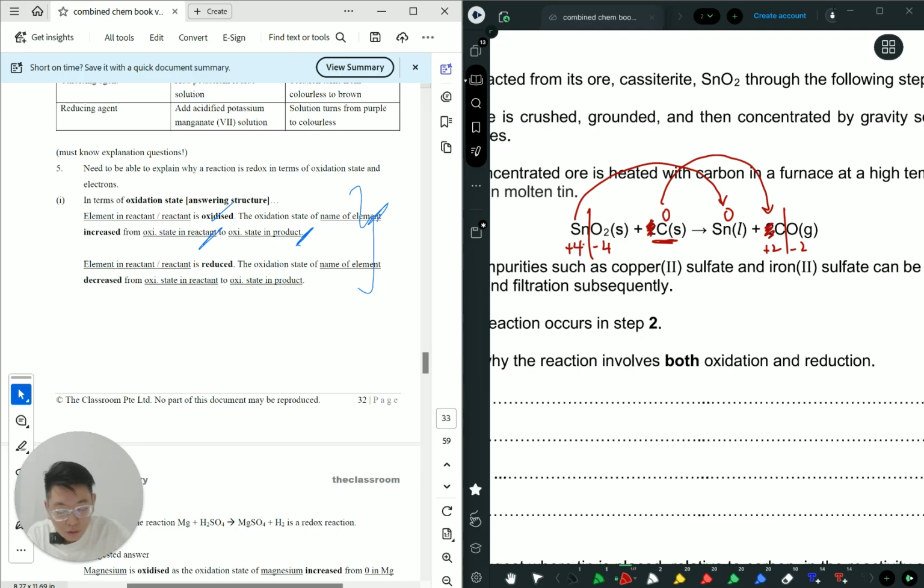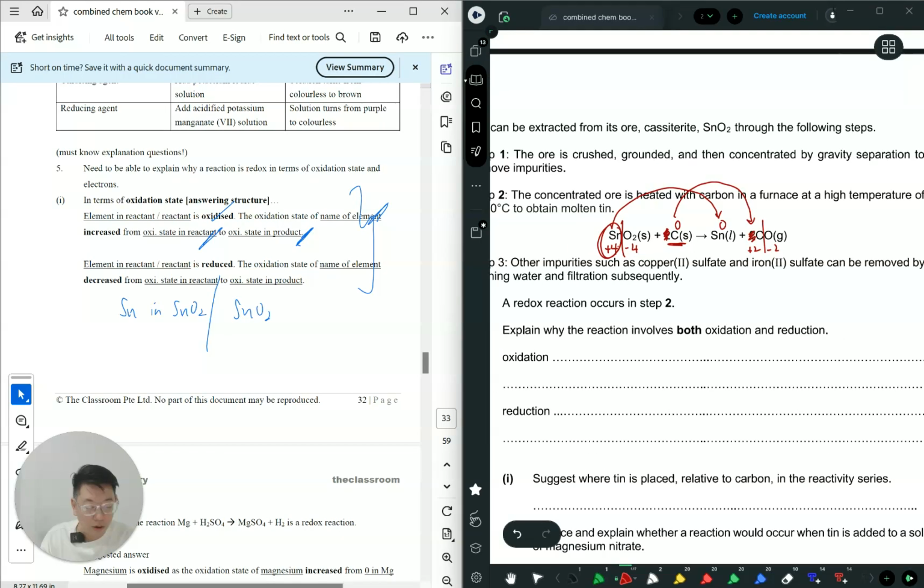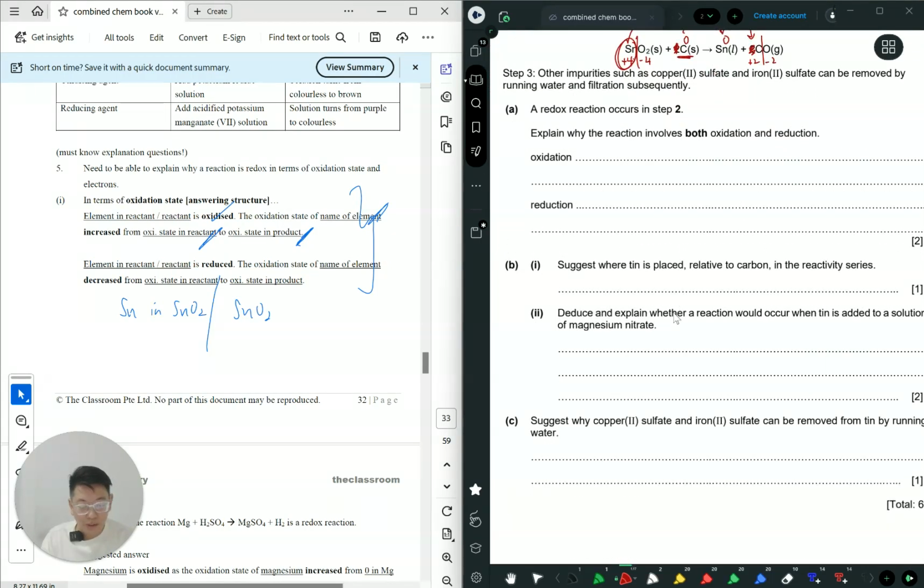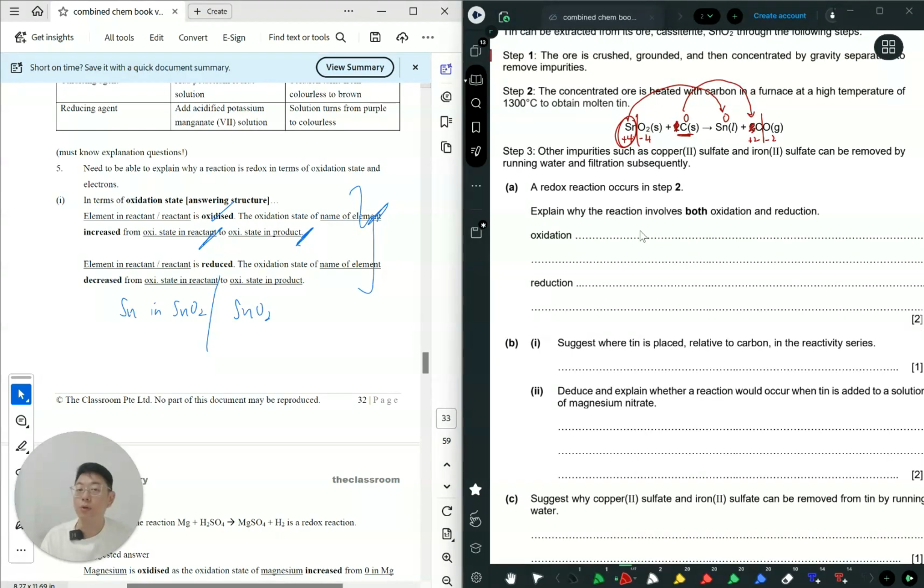You can tell me Sn in SnO2, or you can tell me SnO2 is reduced. Okay. And then again, what is the format? Oxidation state of tin, Sn, decreased from +4 in SnO2 to 0 in Sn. That's it. All right. So that's why it involves both oxidation and reduction. This one, reactivity series, where tin is placed. If it can be reduced by carbon, it is below carbon. So it's below carbon.